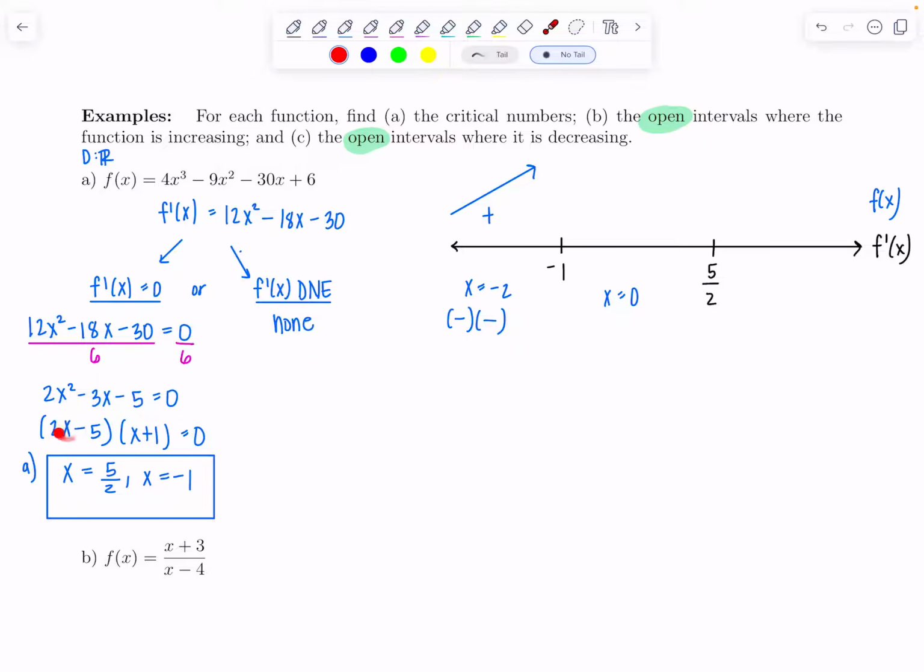So this is going to be 0 minus 5, that's negative. 0 plus 1 is positive. So that means the derivative is negative on this interval. So the function is decreasing.